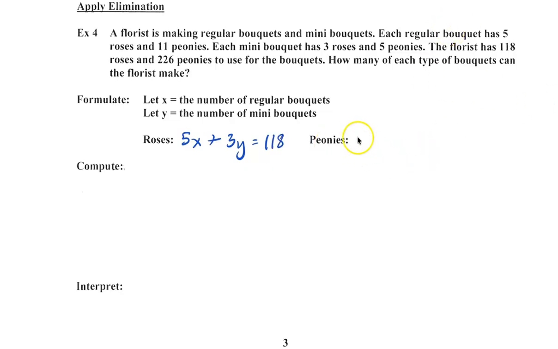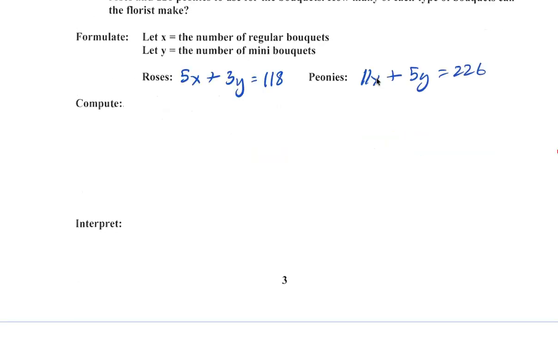We're doing something similar for peonies, right? In the regular bouquets, it's 11, so it's 11x plus 5 peonies in the mini bouquets for a total of 226. So these are the 2 equations. If you look at it, right, they're both in standard form. So the easiest way to solve this will be by elimination. So let's rewrite right here. 5x plus 3y equals 118. And 11x plus 5y equals 226.